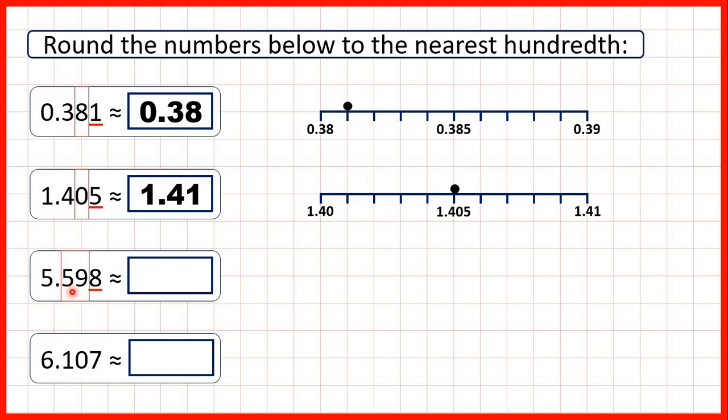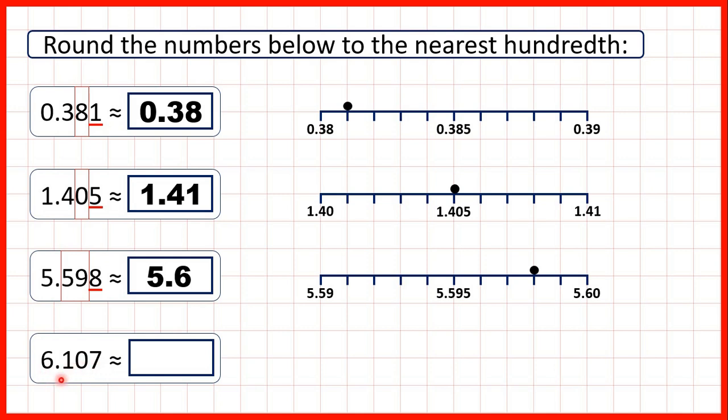So because we're rounding to the nearest hundredth, we can have 5.60, but we don't need zeros on the end of decimals, so we can write 5.6. We can see on a number line that 5.598 is closer to 5.6, which is the same as 5.60, than it is to 5.59, so we can see that we need to round up.